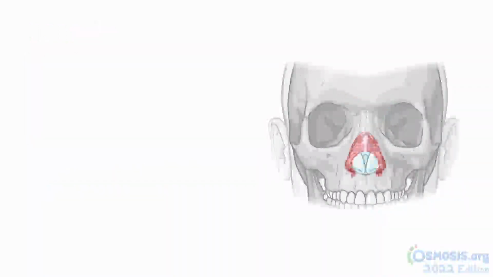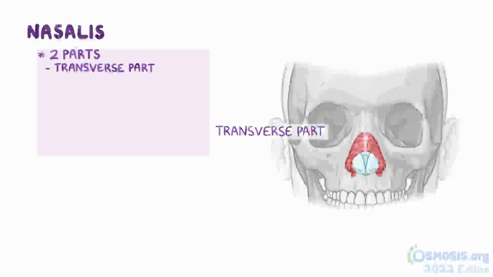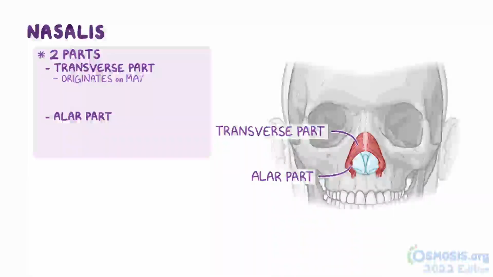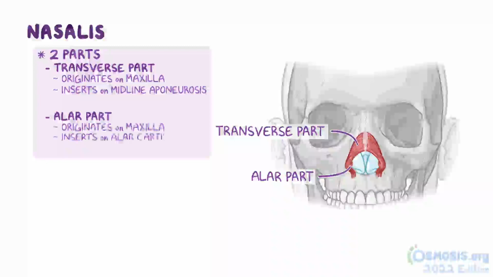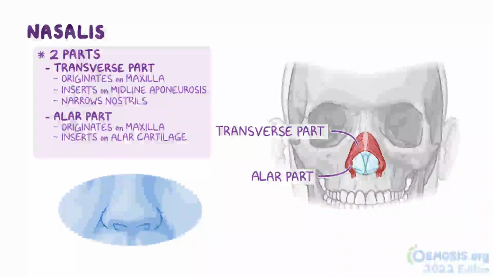The largest muscle of the nose is the nasalis, which is made of two parts, a transverse part and an alar part. The transverse part originates on the maxilla on either side of the nose and extends towards the dorsum of the nose, meeting in the midline to insert on an aponeurosis. The alar part also originates on the maxilla, over the lateral incisor, and inserts on the alar cartilage. The transverse part narrows the nostrils, and the alar part expands or flares them.